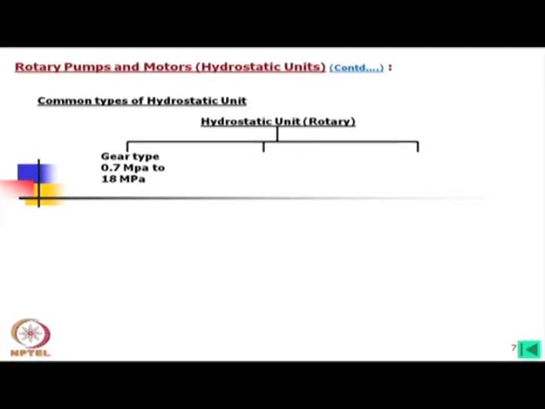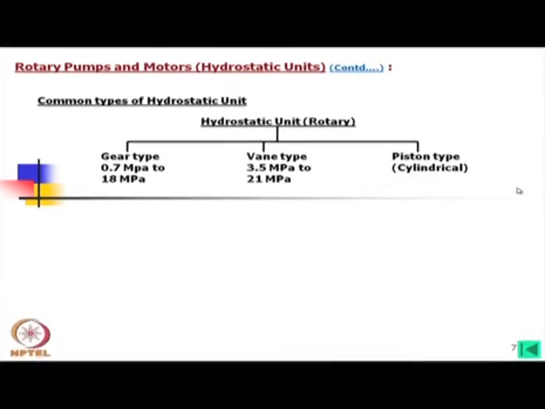Gear type, normally for low pressure, 0.7 megapascal to 18 megapascal. Now, this 0.7, we would say that we do not normally use the hydrostatic units for such low pressures, but it can perform at such low pressure also. Next one is the vane type, where 3.5 megapascal to 21 megapascal. Then why this 3.5? You may ask a question, will this work at 0.7 megapascal or even less? The answer is yes, obviously, but when we would like to have a pressure range between 3.5 to 21 megapascal, we would look for vane type.